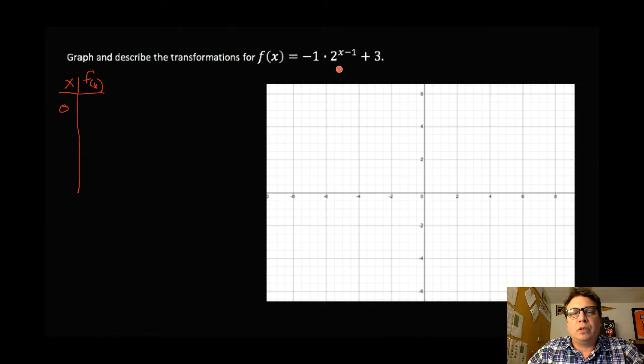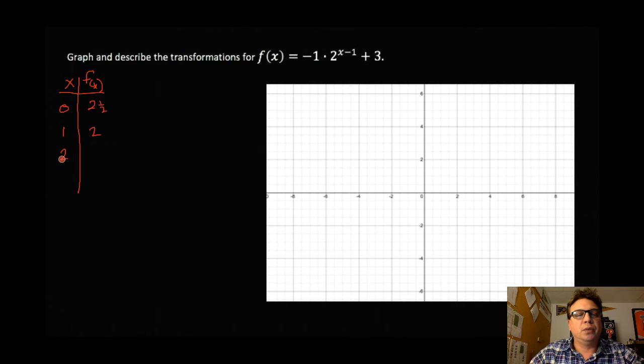So now 0 minus 1 is going to give me a -1 for an exponent. I have 2 to the -1. Remember that a negative exponent means I need to reciprocate the base. So in this case, my 2 becomes 1/2. 1/2 times -1 is going to give me -1/2. -1/2 plus 3 will give me 2.5. So now let's use 1. If I substitute a 1 in here, 1 minus 1 is 0 as an exponent. 2 to the 0 power is 1. -1 times 1 is going to be -1. -1 plus 3 is going to give me a positive 2.